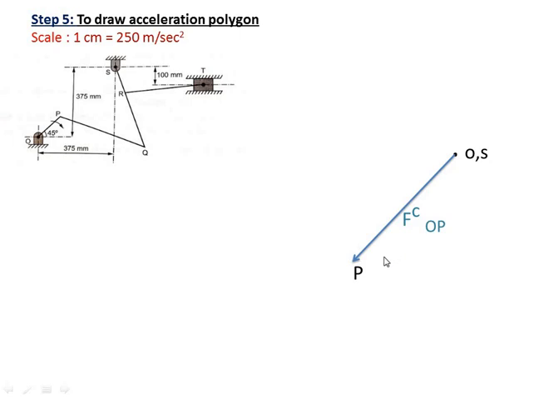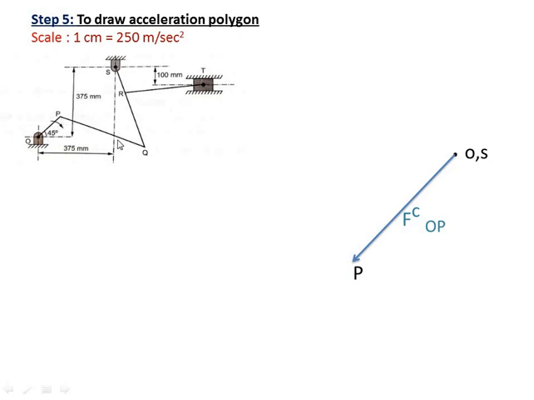After locating centripetal acceleration of OP, you have to draw tangential acceleration of OP. But as we have seen earlier, the crank is rotating with uniform angular velocity, so tangential acceleration will be 0. We will not draw any tangential acceleration as it is 0. So the total acceleration is the same, that is the centripetal acceleration. Now we come up to P.